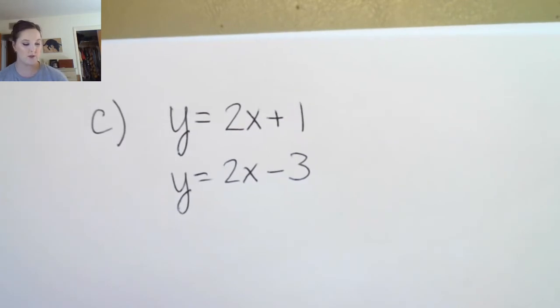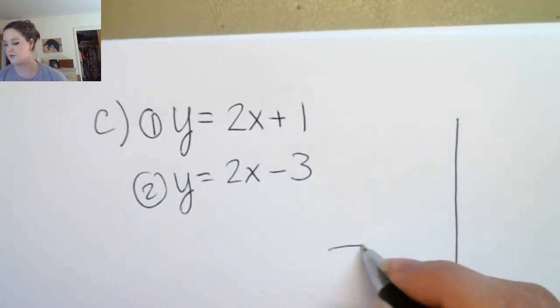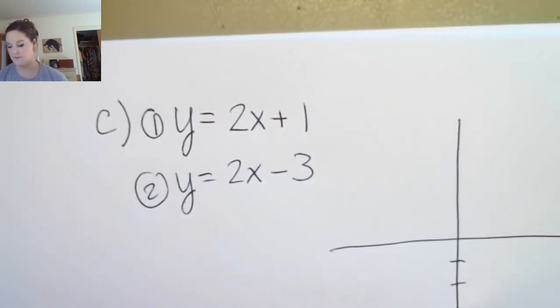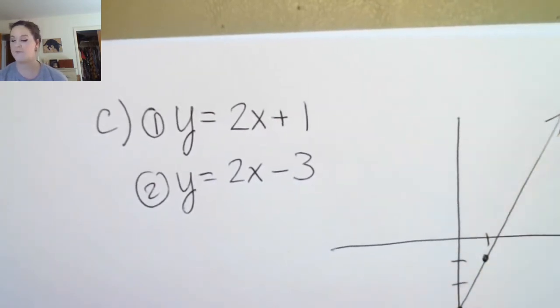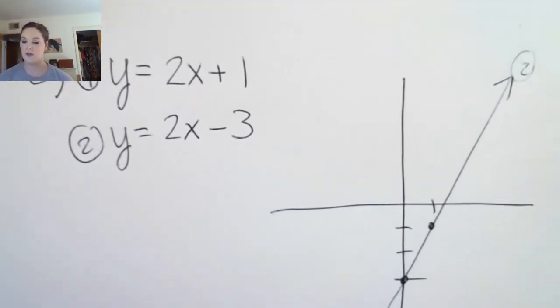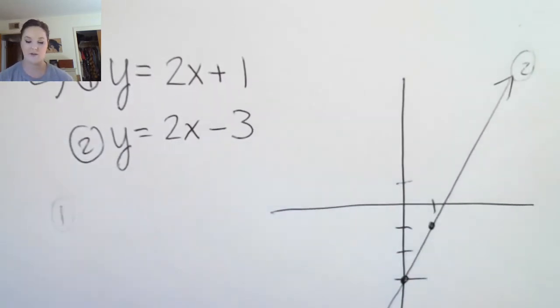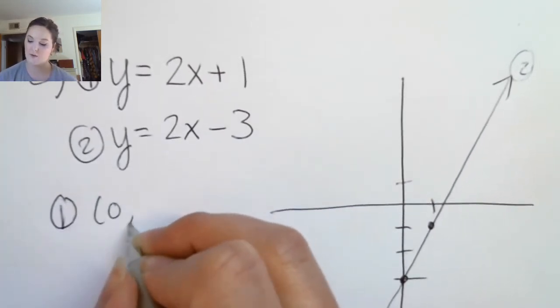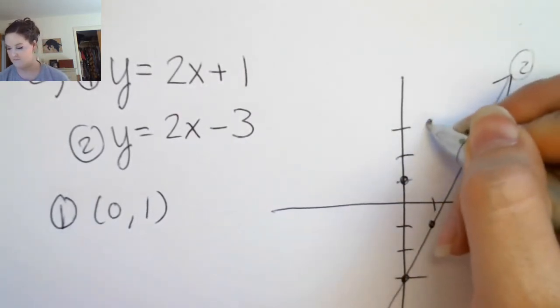All right, so we actually just graphed the line y = 2x - 3. We'll graph that one first. We definitely know how to graph it. We go up 2 and over 1, so this is our second line. Then we want to graph the first one, which is y = 2x + 1. Our y-intercept is (0, 1), and then we go up 2 and over 1.